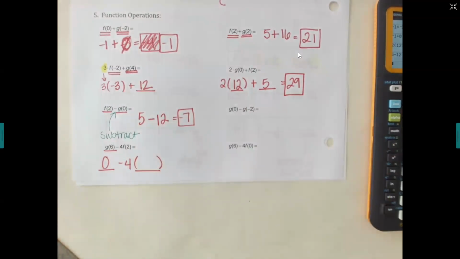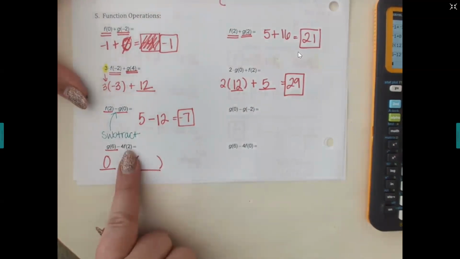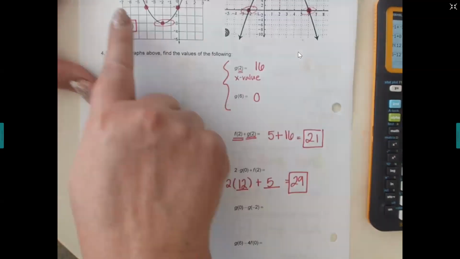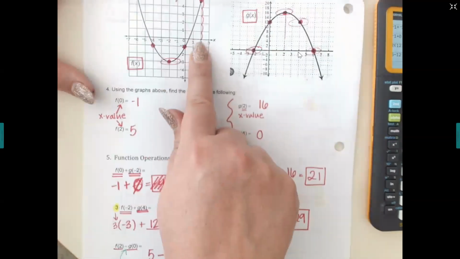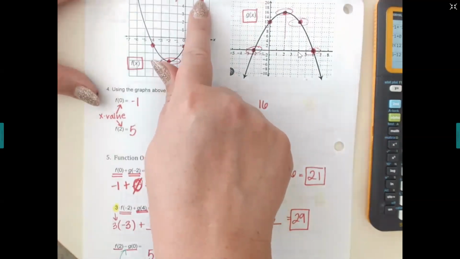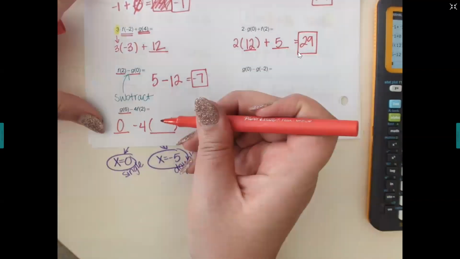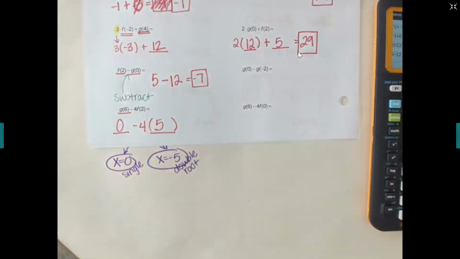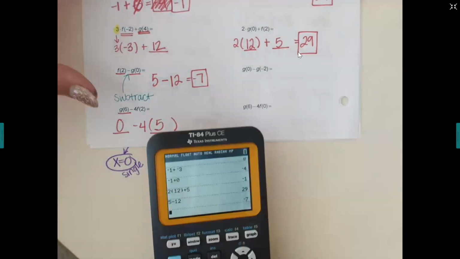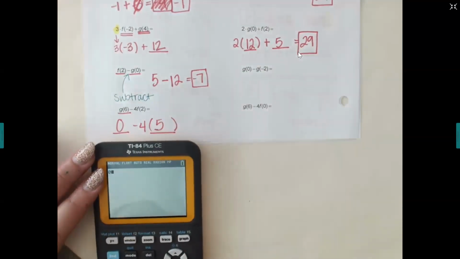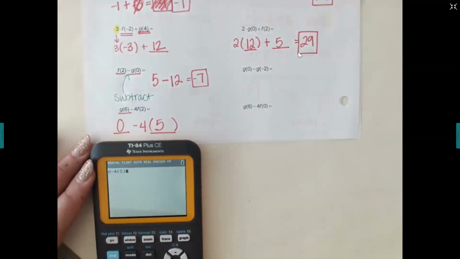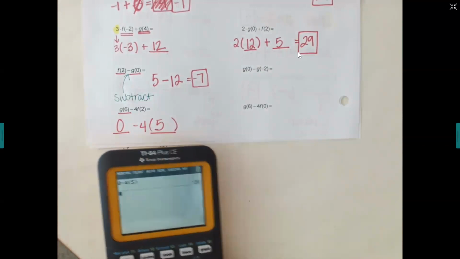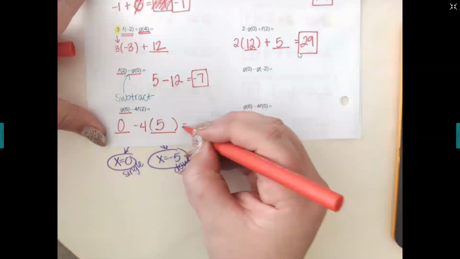And then we want to find f of 2. So you would look at your first graph at 2. 2 is right here. And then how many up is it? 1, 2, 3, 4, 5. So it would be a 5. Then once you get it to there, you're just putting it into your calculator. So you would do 0 minus 4 parentheses 5, just like that. And you get negative 20.